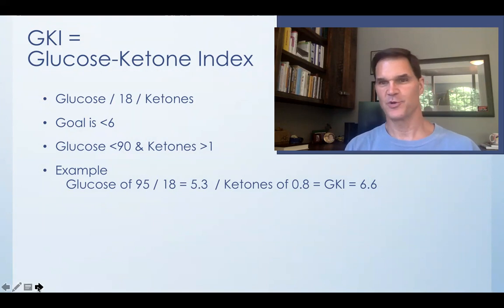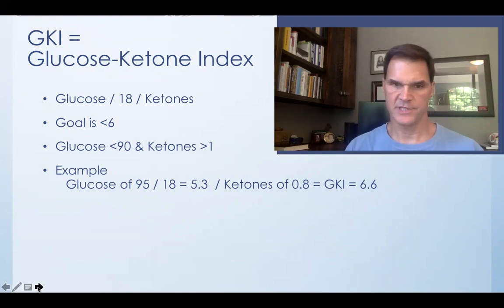Now I'm going to share with you my weekend adventure, and you'll see that it's chaotic and all over the place. Goals in general, if your glucose is less than 90 and ketones are above 1, you're going to have a GKI less than 6. Now, some of you would say, well, I can hardly get my ketones that high. That's what we're going to talk about. Let me give you an example. If your glucose was 95, divide that by 18, that's 5.3. Now divide that by a ketone measure of, say, 0.8, you can see your GKI is 6.6.